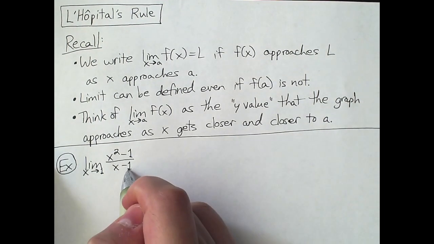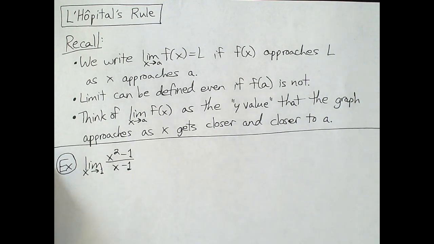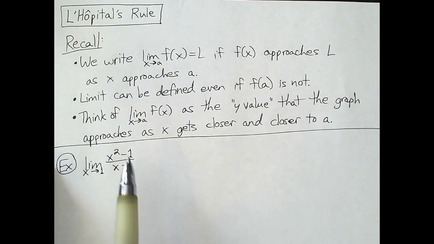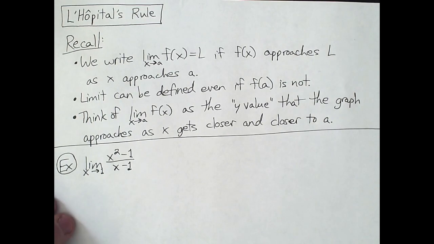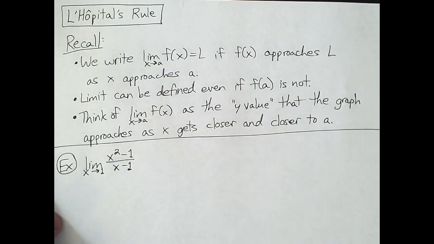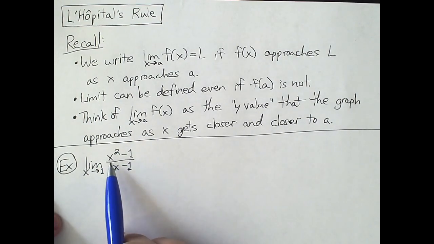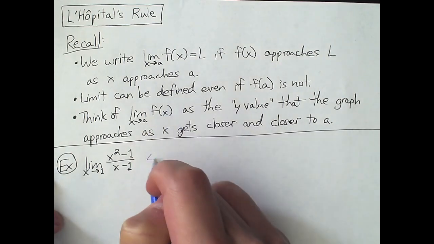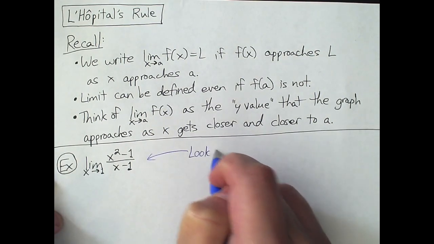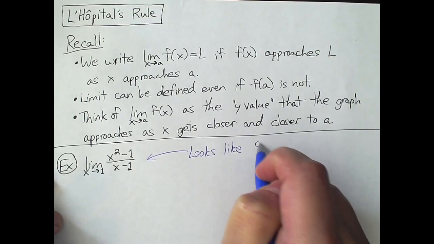But how would we deal with this at the beginning of the semester when we first saw limits? You say, okay, x is approaching 1. You might think about what's happening to the numerator and the denominator. Well, if x goes to 1, the numerator looks like it's going to 1 minus 1, which is 0. And the denominator also looks like it's going to 1 minus 1, which is 0. So this looks like 0 over 0.